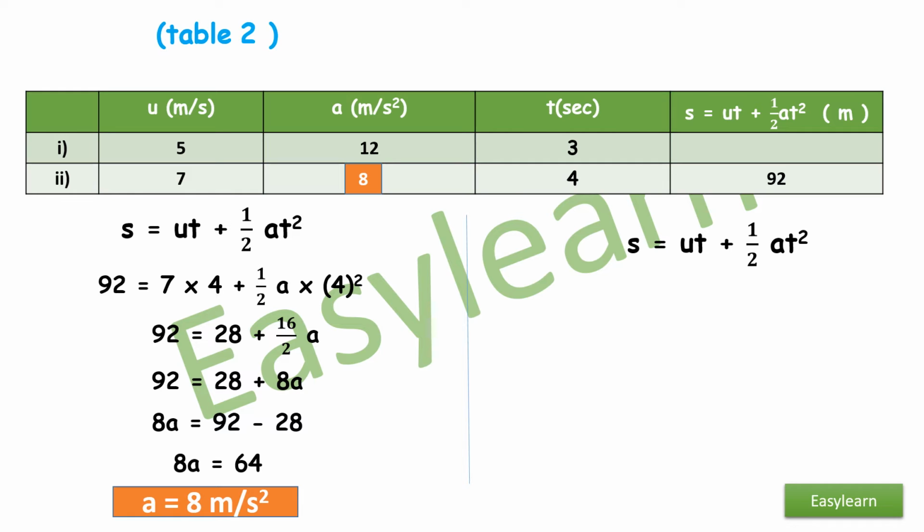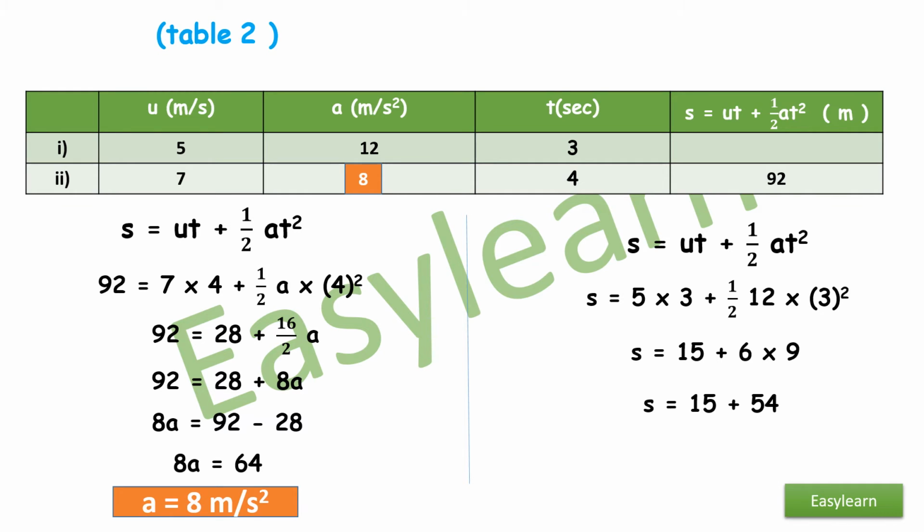Now the first sum. S is equal to ut plus half at square. S is equal to 5 into 3 plus half into 12 into 3 square. That is 15 plus 6 into 9, which is equal to S is equal to 15 plus 54, which is equal to S is equal to 69. Therefore, 69 meters is the displacement.